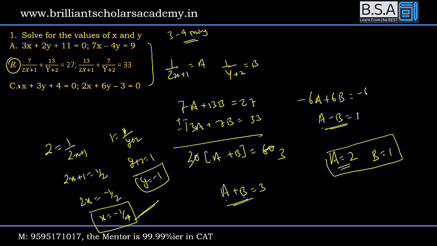And third is parallel lines. The coefficient ratio for x is 1 by 2. Coefficient ratio for y is 3 by 6, which is 1 by 2, which is not equal to 4 by minus 3. So C is a set of parallel lines. Parallel lines have 0 solutions. First and second are solvable. Second is little time taking, but yes, it is doable.